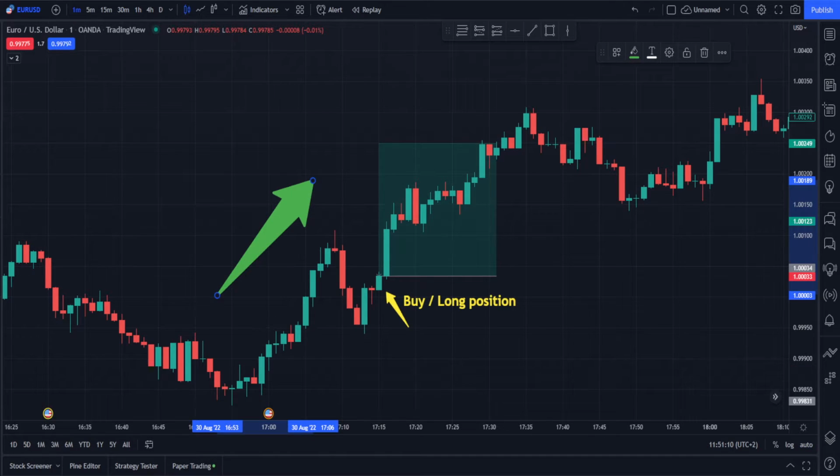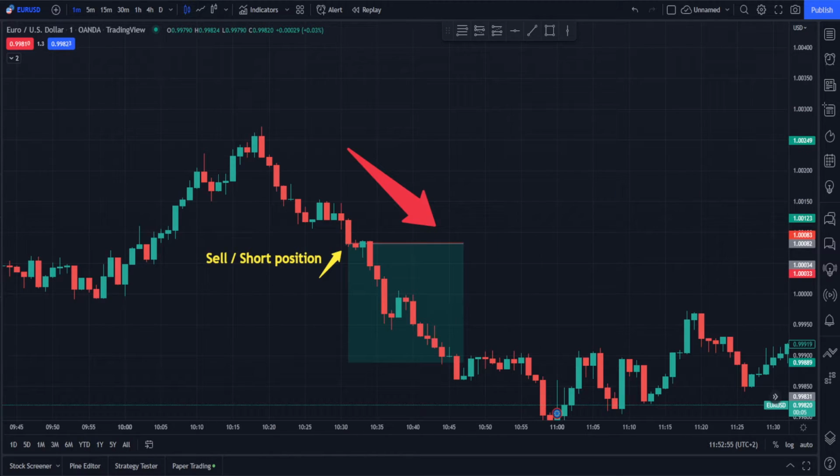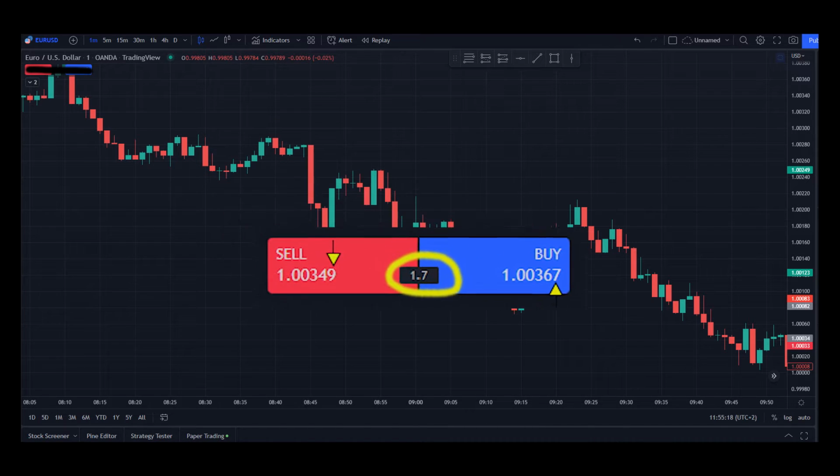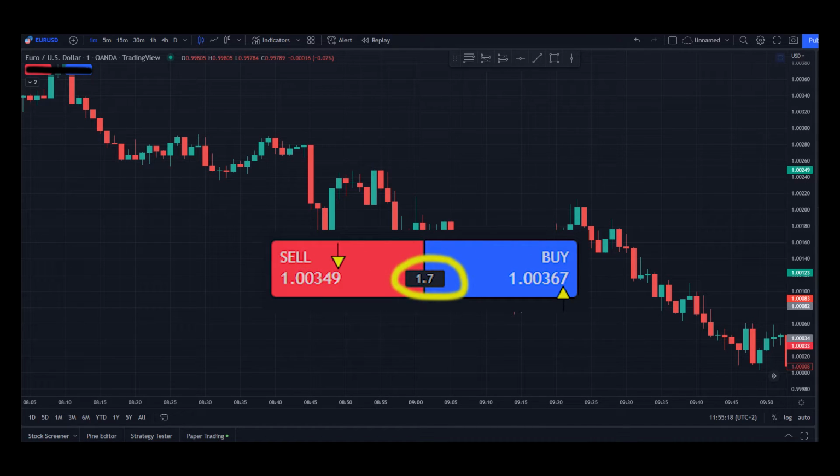When we trade a currency pair, we want to buy it, or place a long position as it's called, if we think the price will go up. And if we think the price will go down, we place a sell position, or a short position as it's called. When we want to buy or sell a currency pair, we get 2 slightly different prices. The difference between the 2 is called the spread. In the case of the example, the spread is 1.7 pips, or 1 pip and 7 pipettes.